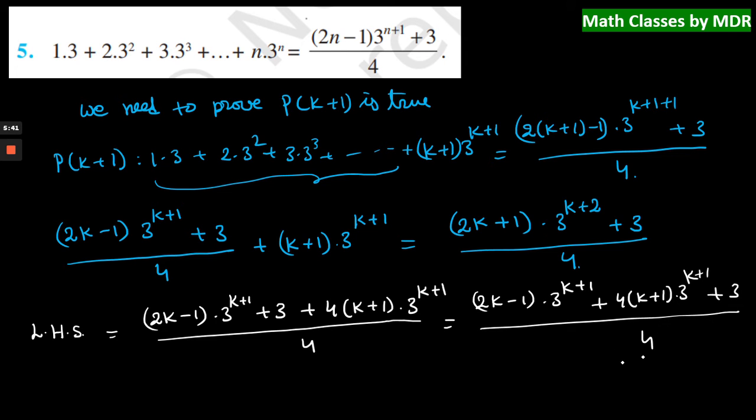So we have the denominator is 4, and on the right hand side the denominator is also 4, and plus 3 is there, plus 3 is there. We only have to prove that this value is equal to (2k plus 1) into 3^(k+2). Now let us take 3^(k+1) common here.